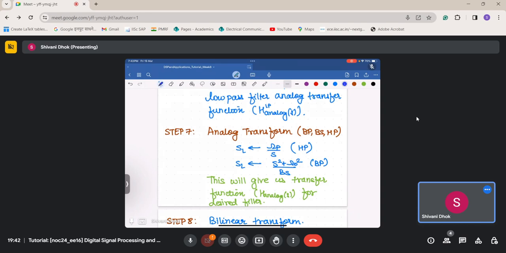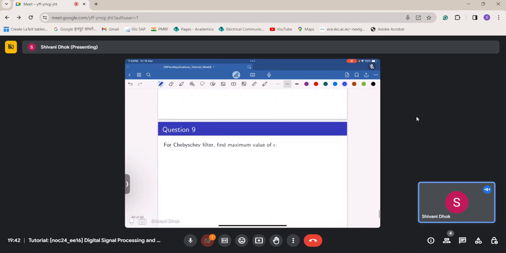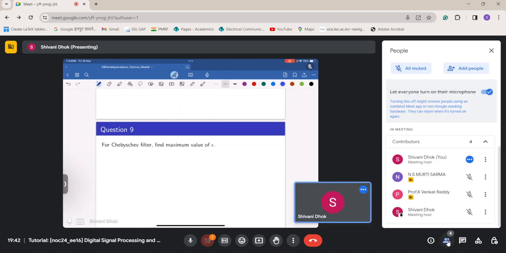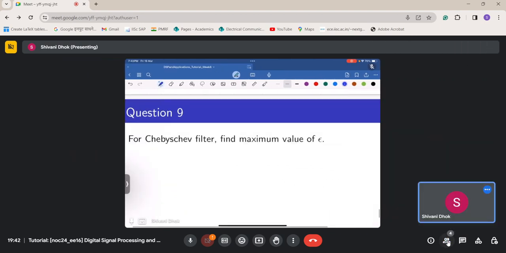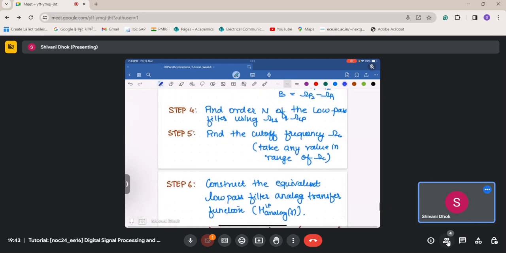Okay. If there are no questions, then let me move on to the 9th question today. The 9th question says that for a Chebyshev filter, find the maximum value of epsilon. Here, the cutoff frequency and other specs, let me add them.